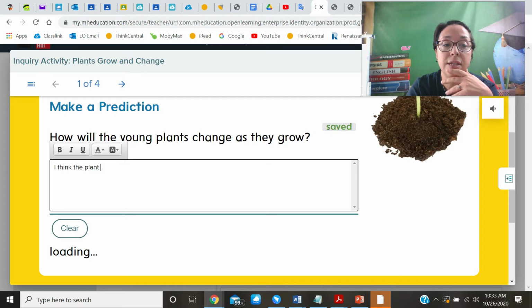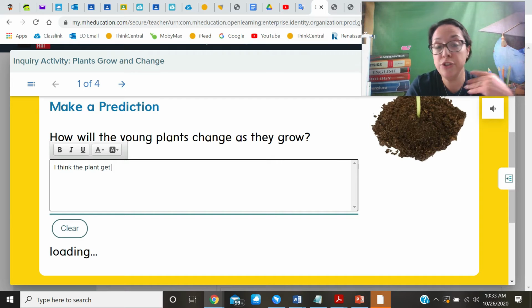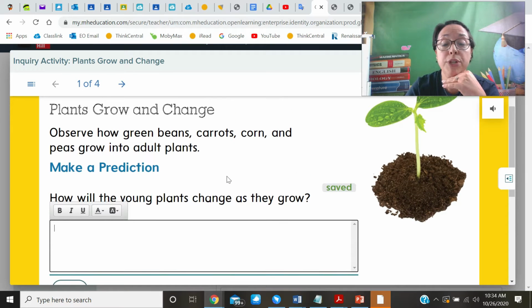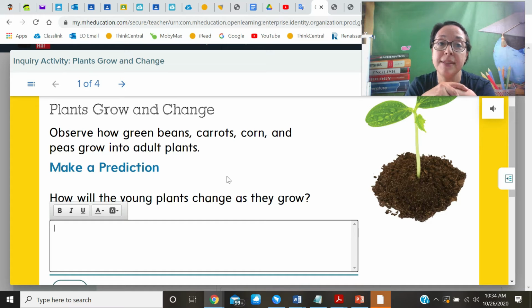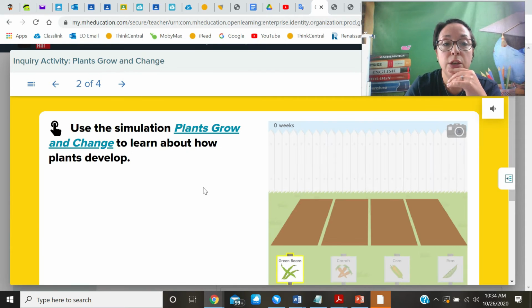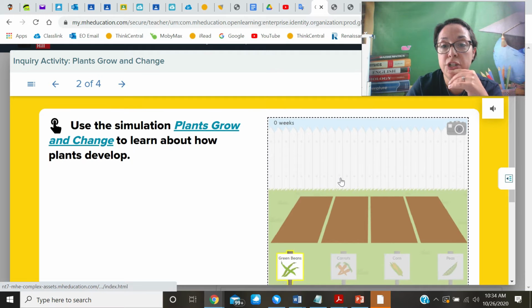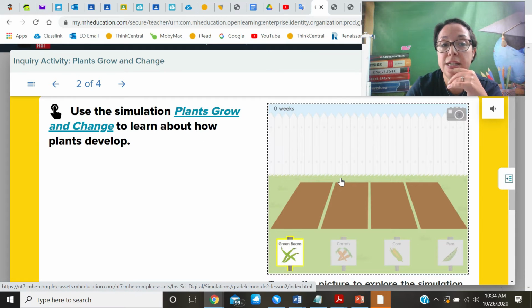Or I think the plant will get taller, que va a crecer más alta. Or whatever else you might think. Y puede ser otra cosa que tú crees. It doesn't have to be those. That's just an example. Okay, now you can pause the video so that you can do that part of the homework and come back to it. Okay, so puedes pausar el video para que llenes esa parte de la tarea y puedes regresar.